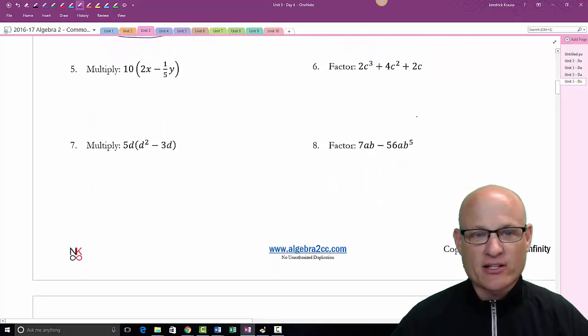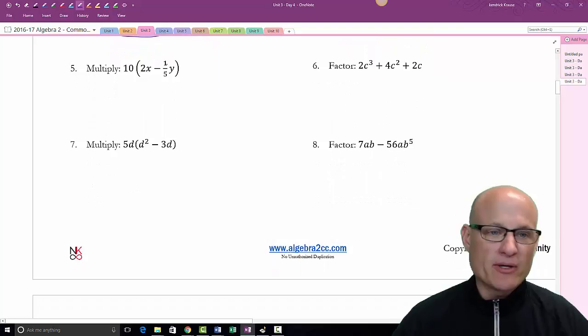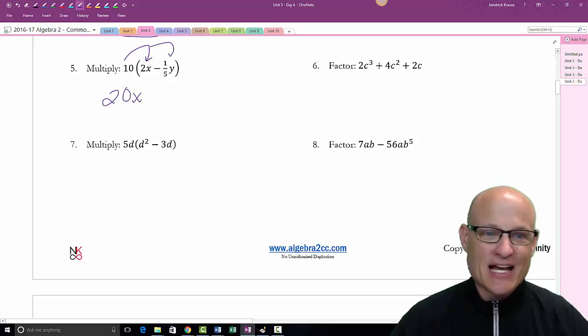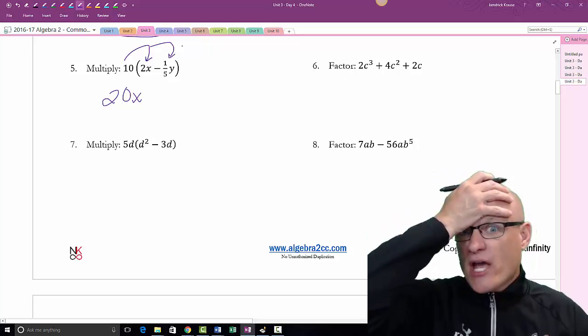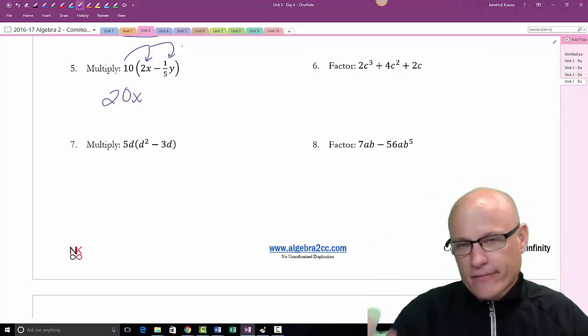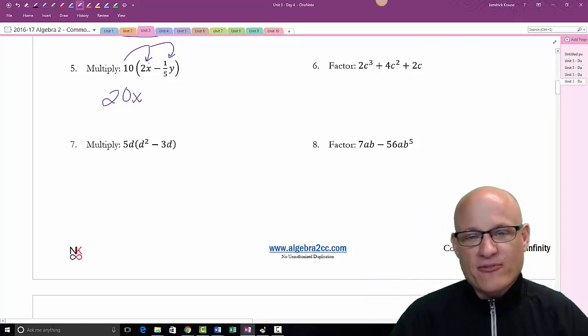By the way, if I make a mistake because I'm going too fast, someone email me and let me know. 10 times 2 is 20x. 10 times a fifth. Oh my God! Fractions! They're so scary. Multiplying by the fifth is the same as dividing by 5. So it's minus 2y.